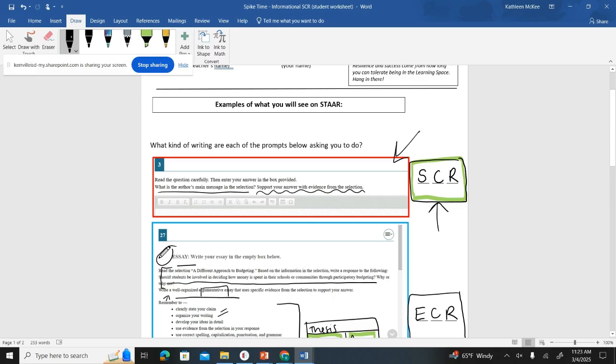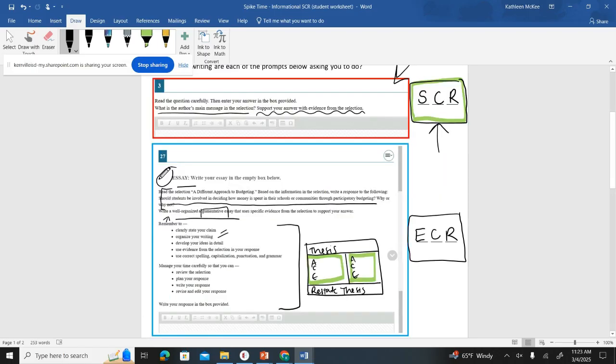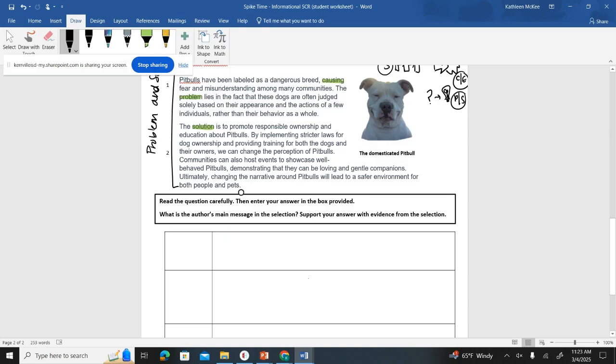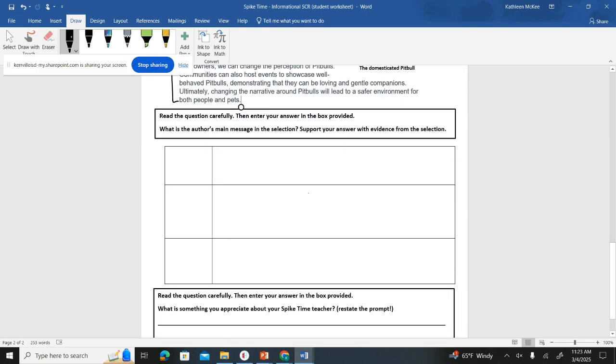Okay, so just like on the front page where it gives you the prompt for a short constructed response in the red box, remember the short constructed response doesn't have a whole bunch of writing underneath of it like the ECR. So here's your prompt. It says, read the question carefully, then enter your answer in the box provided. What is the author's main message in the selection? Support your answer with evidence from the selection.